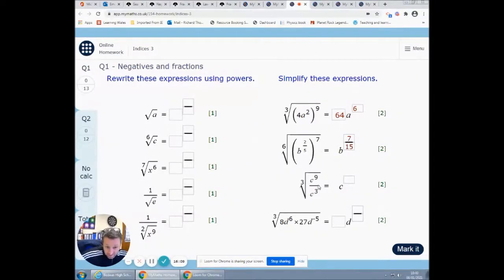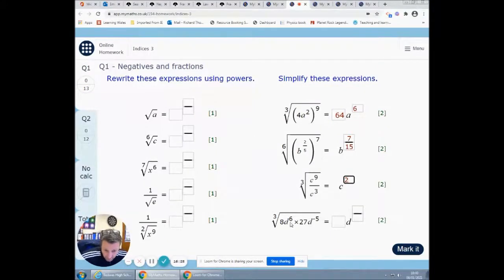This one here is a little bit easier. c to the 9 divided by c to the 3, subtract the powers, is c to the 6. The cube root of c to the 6 is c to the power 6 over 3, and 6 over 3 is 2, so that's just c squared.